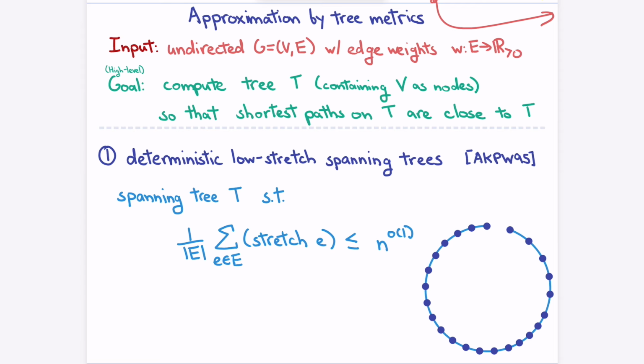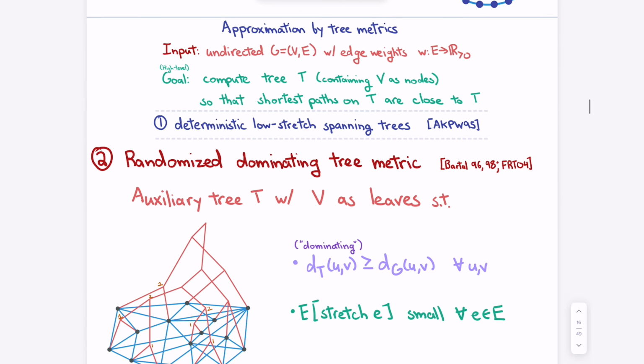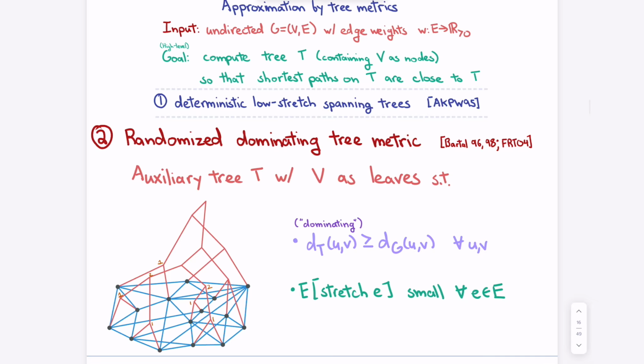Now the other notion we'll look at is not a spanning tree. We've already introduced this idea, but we're going to try to build an auxiliary tree on top of our graph where the original vertices appear at the leaves. Blue here is supposed to be the original graph. Red is some kind of auxiliary tree built on top.